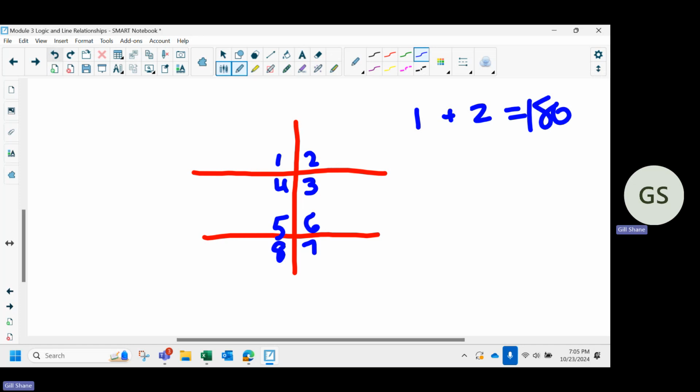So again, if you pick two odd angles, they would have to be the same number. If you pick two even angles, they would have to be the same number. If you pick an odd and an even, they would have to add up to 180. So again, when you have a problem, and I didn't do this in class, but I'll do it here.